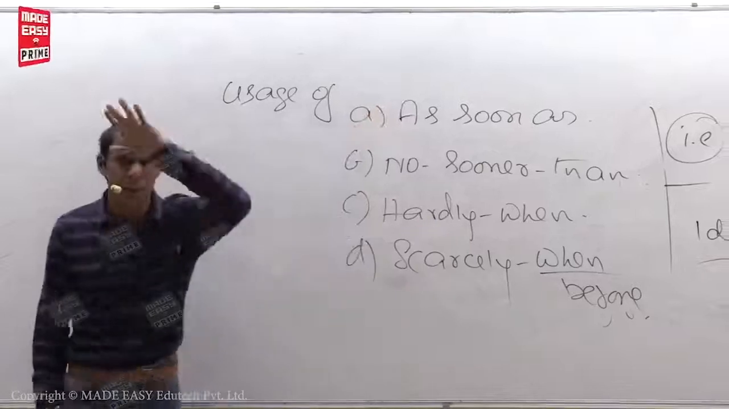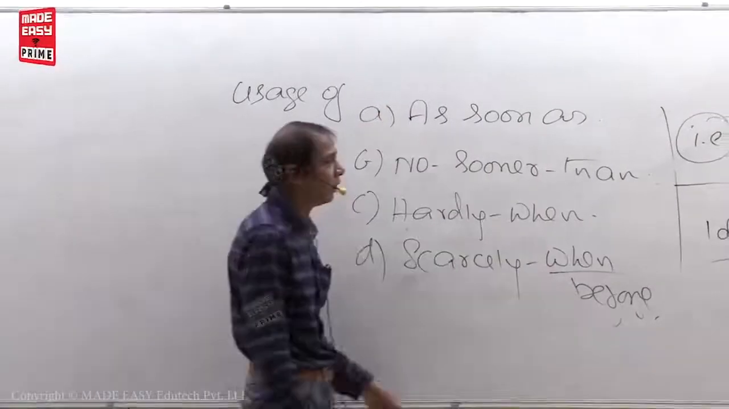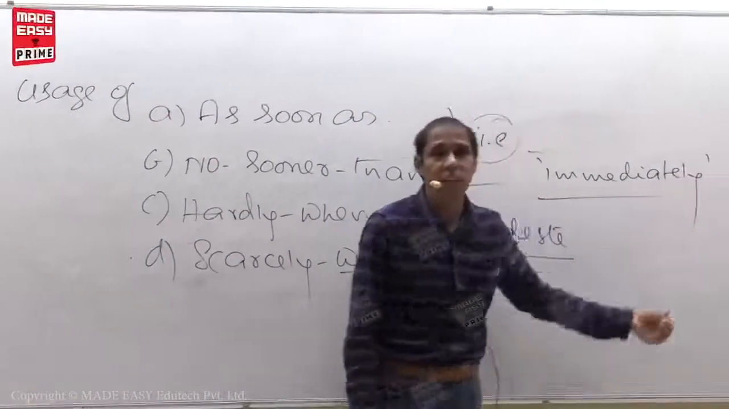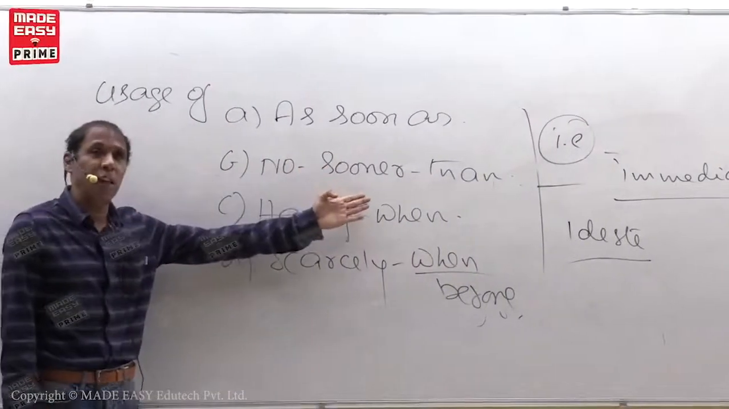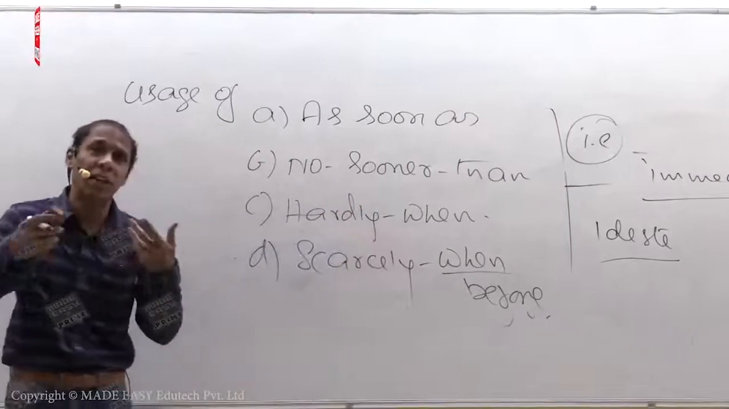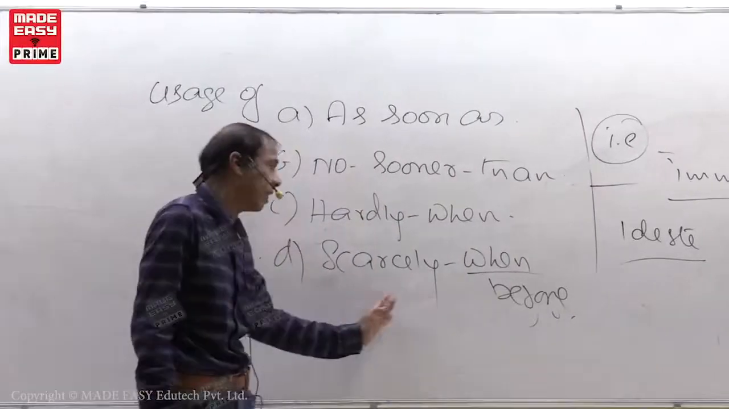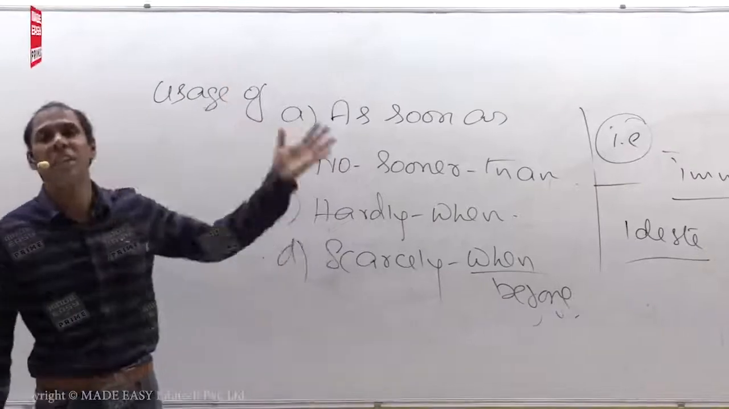Right? Now see, usage of as soon as, no sooner than, hardly when, scarcely when, by before. All these four words give the same meaning. What is the meaning? These four words give immediately. As soon as means immediately. No sooner than means immediately. Hardly when also means immediately. Scarcely when, by before also means immediately.